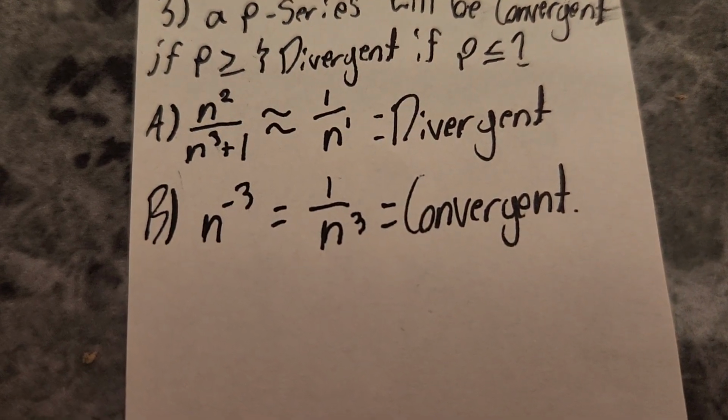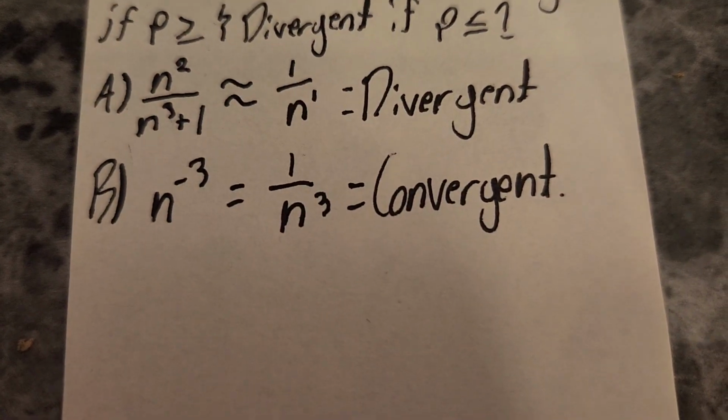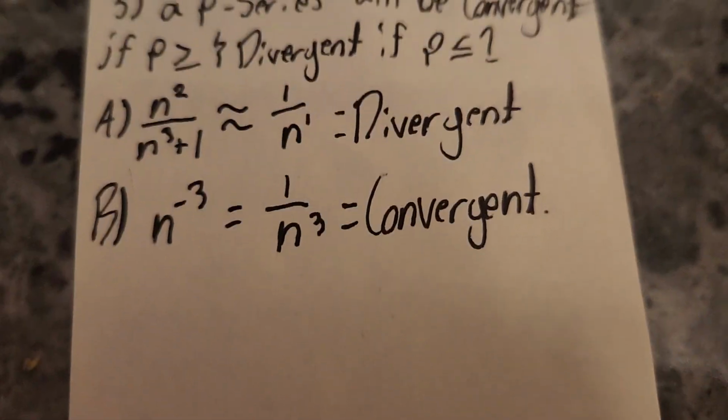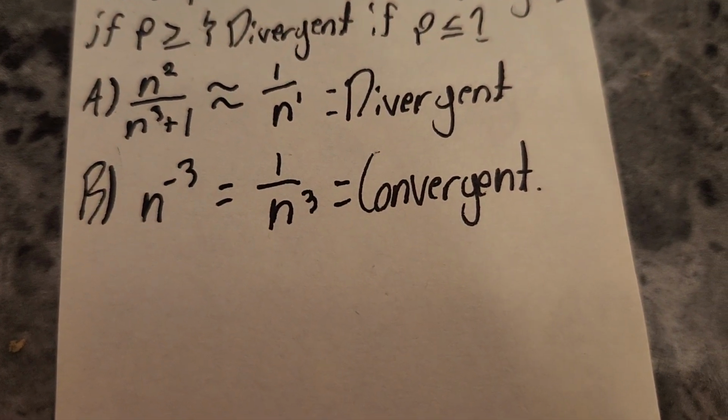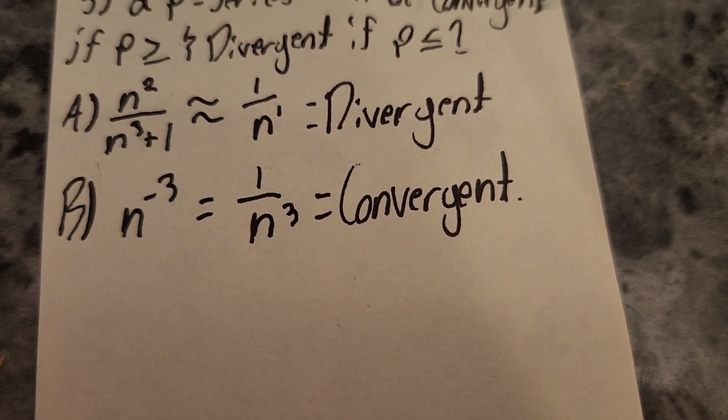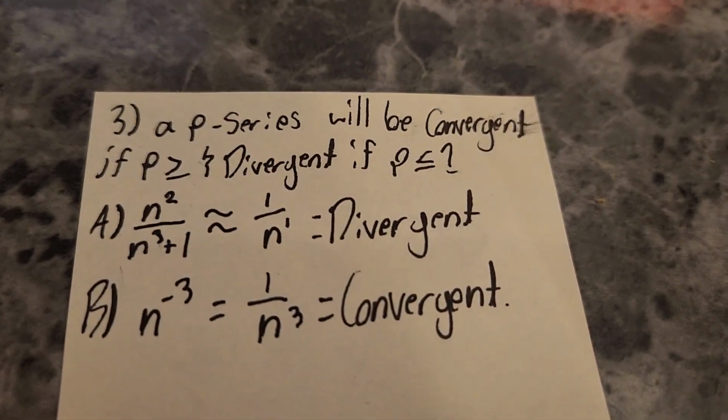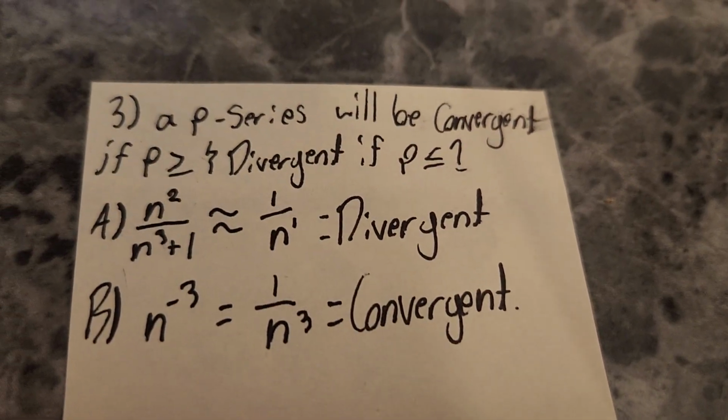And then b, n to the negative 3, like I said earlier, it basically puts the exponent in the denominator, which is 1 over n to the 3rd, and that is convergent. And I forgot the n every single time I wrote convergent. So there we go.